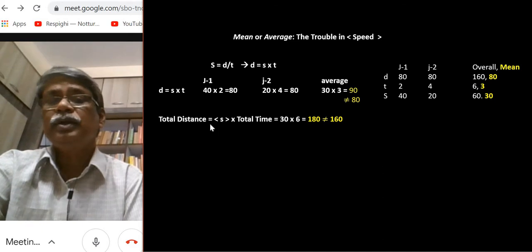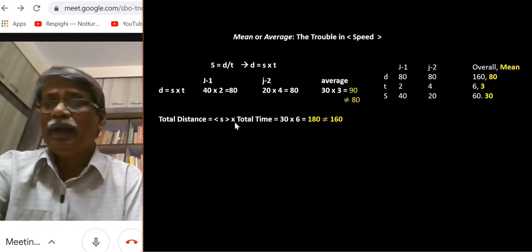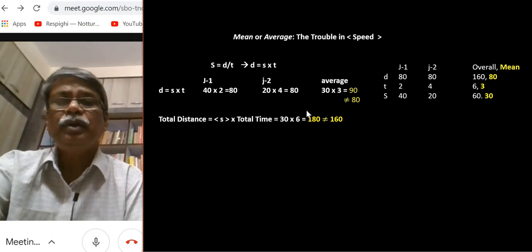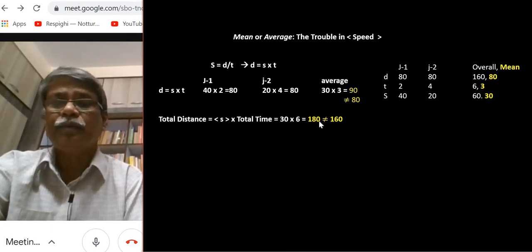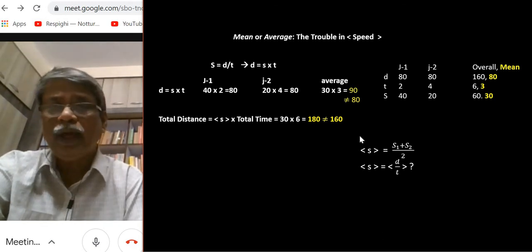Okay, the total distance should be your overall average speed multiplied by the total time taken. So 30 is the average speed and total time is 6 hours. So 30 into 6 is 180. But you are quite sure that you have traveled 80 plus 80, that is 160. So again we find something wrong, right? So where is it wrong?